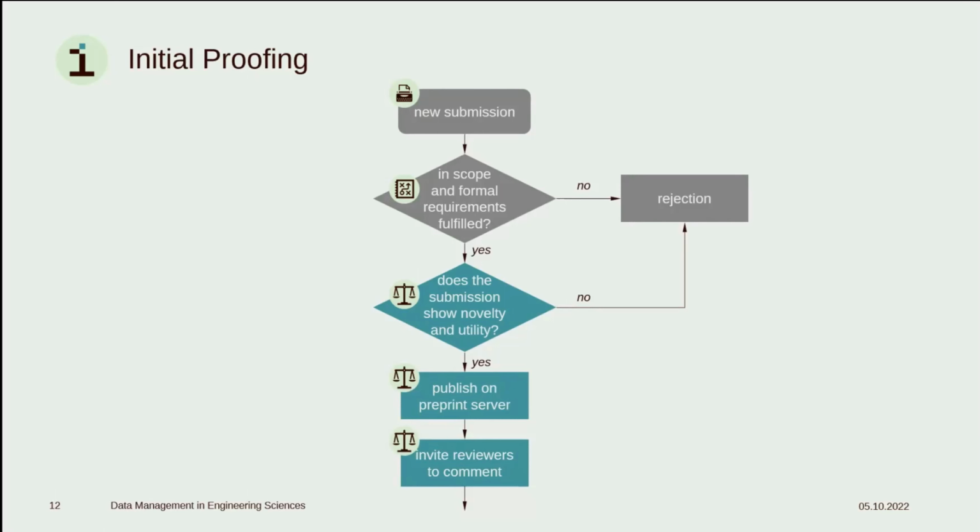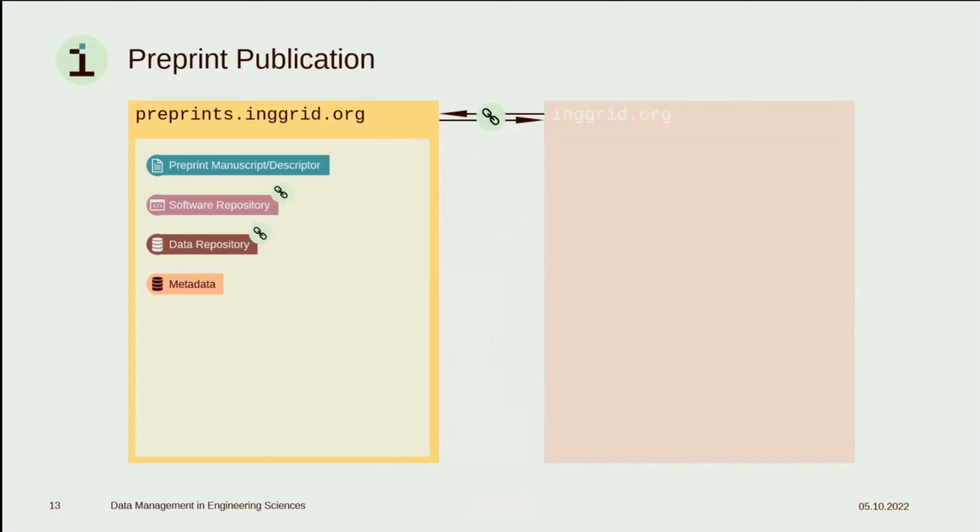So after this first step of initial proofing is completed, we have a preprint publication with the manuscript or descriptor, links to the material, and metadata also captured.